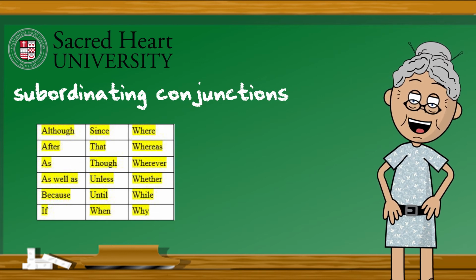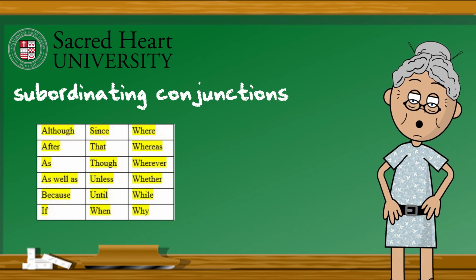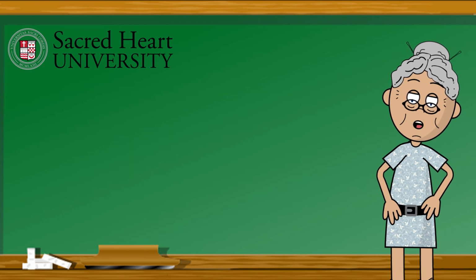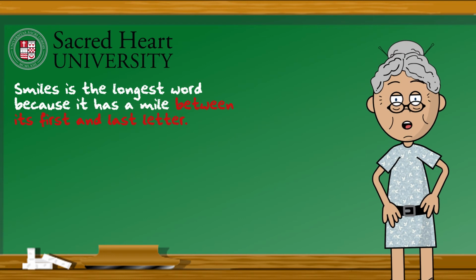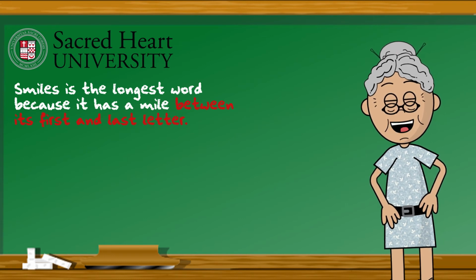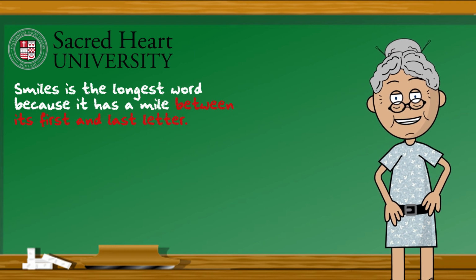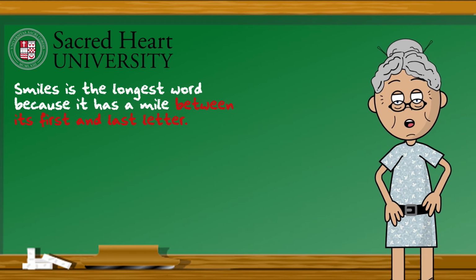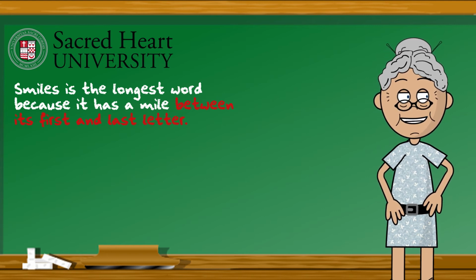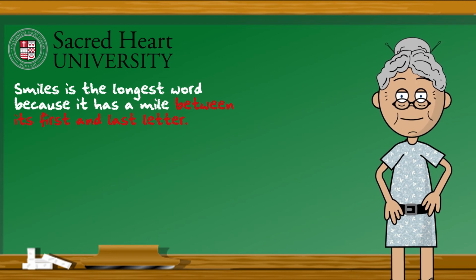The subordinate clause in a complex sentence always adds information, but it doesn't change the meaning of the main or independent clause of the sentence. So in smiles is the longest word because it has a mile between its first and last letter, the main clause, smiles is the longest word, means the same with or without the subordinate clause. But adding, because it has a mile between the first and last letter, gives more information about the main clause. It explains a reason why it's true.